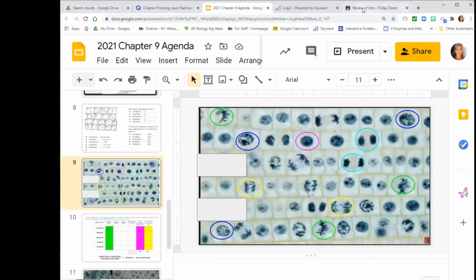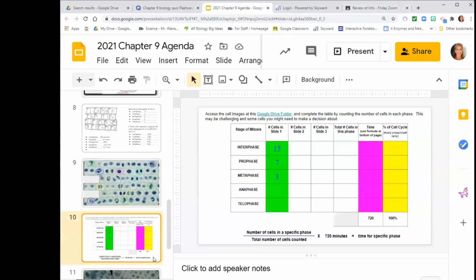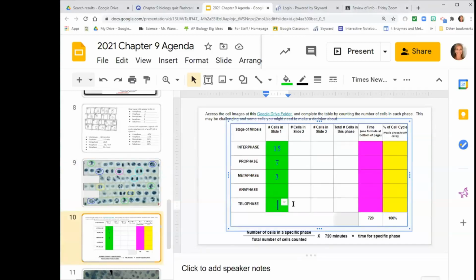Good job. Am I on the right page now? Okay. So telophase is 2. I think I wrote on the wrong slide. 6. Okay. So when I counted up how many we could see, we could only see 56.